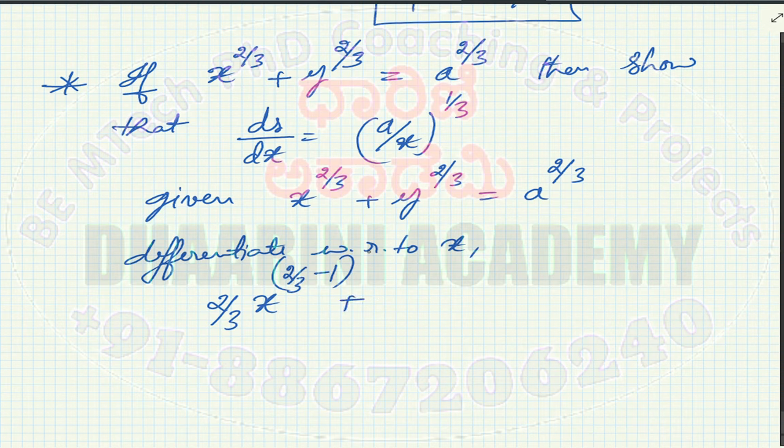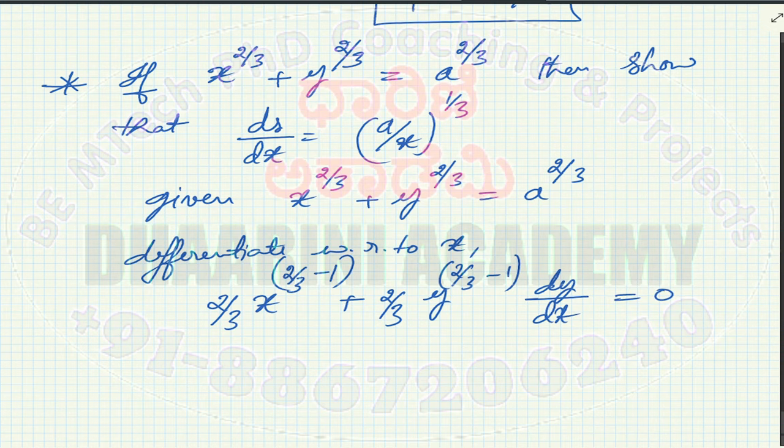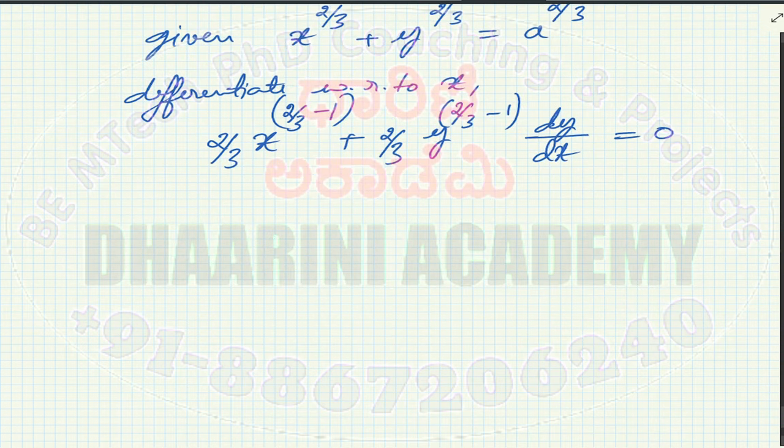Plus, we have a function of y. So this is y to the n, which is also 2 by 3, y to the power 2 by 3 minus 1, but since y is a function of x, I need to multiply this by dy by dx. The right hand side is a constant, so differentiation gives you the answer equal to 0.